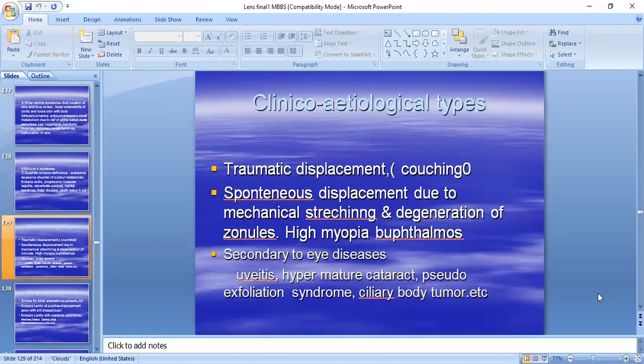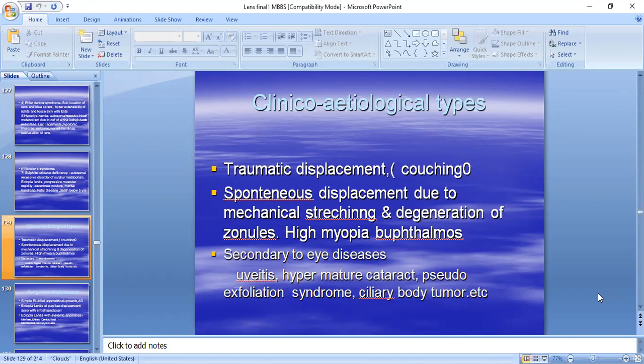Okay, so the clinico-etiological types of displacement of the lens: one is traumatic displacement. We have talked about couching. This is the initial mode of management of cataract, where the patient used to be made to sit, and the surgeon used to sit in front of the patient, and after local anesthesia, they used to take a heated needle, pass it at the limbus into the pupillary region, and push the lens behind into the vitreous.